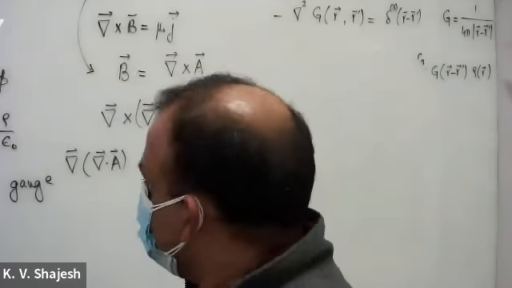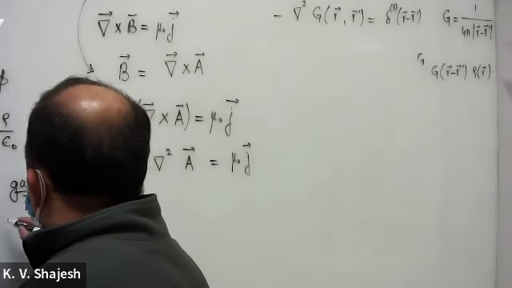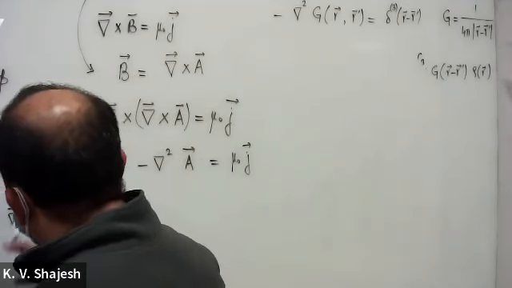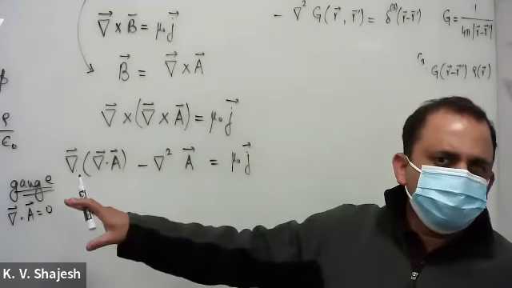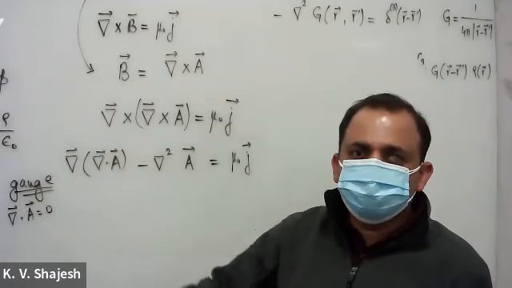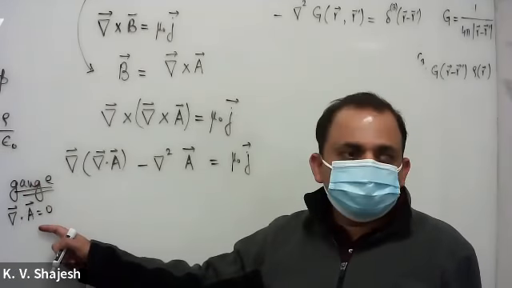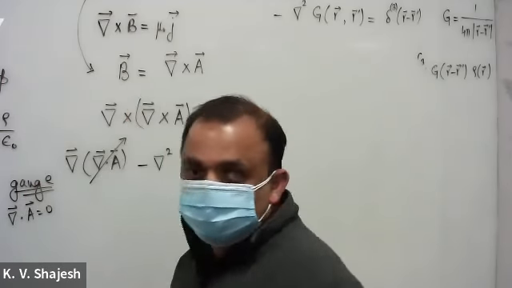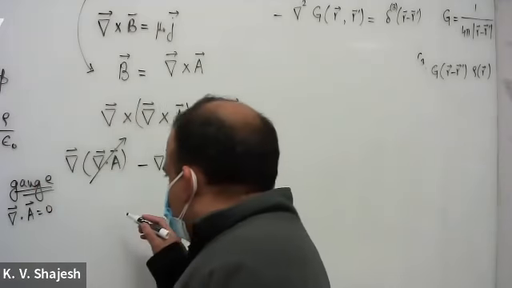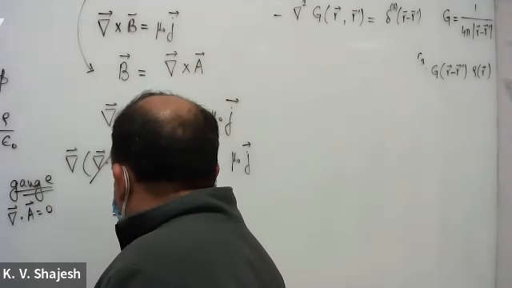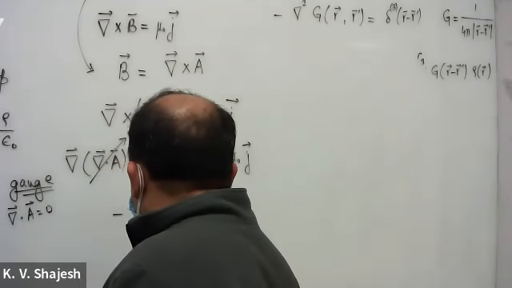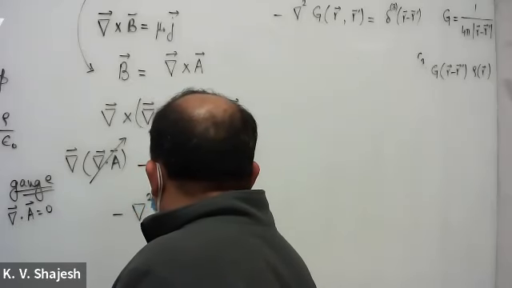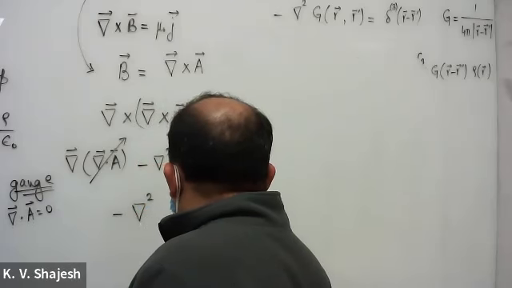You choose a gauge, which is del dot A is equal to 0. Okay, that's a detail. Again, one can talk a lot about what is a gauge and so on. But if you accept that it is possible to choose that, this goes away. And you get square times A is equal to mu naught.